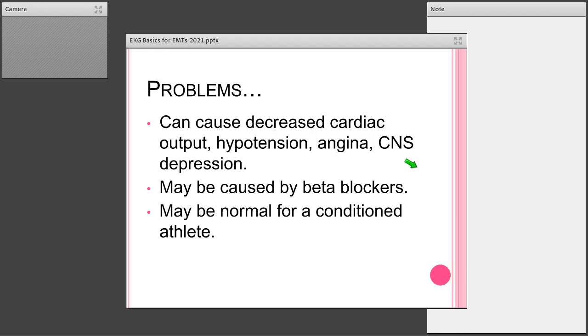So as an EMT, you recognize it, do a good history, and then pass that information on to whoever you pass your patient off to. And again, they may only get treatment if they're symptomatic.